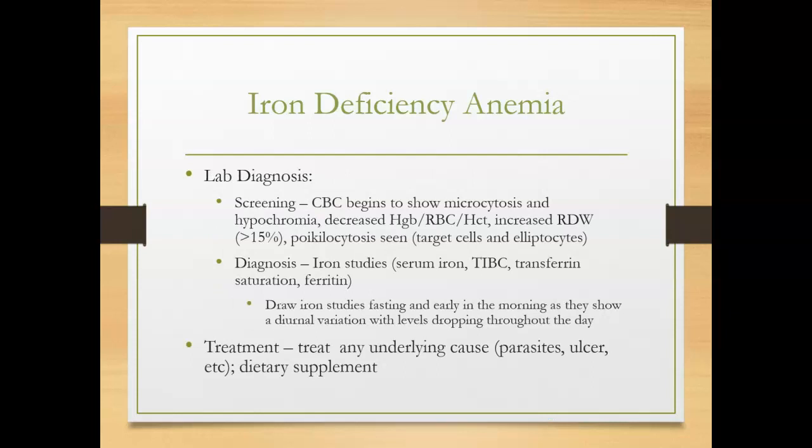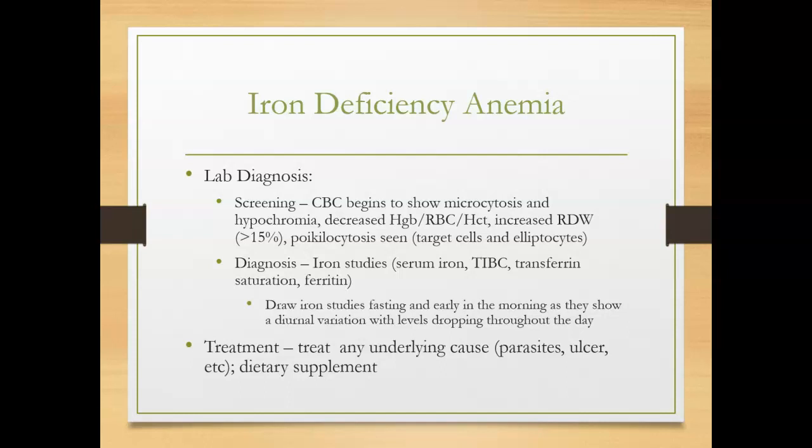When we look at the laboratory diagnosis of iron deficiency anemia, we do some tests to screen. So some of the screening that is done, we do a CBC. The complete blood count shows the microcytosis and hypochromia as seen in iron deficiency anemia. Other types of anemia would look different. Their hemoglobin would be decreased along with their RBC count, their hematocrit, and they may have an increased RDW.